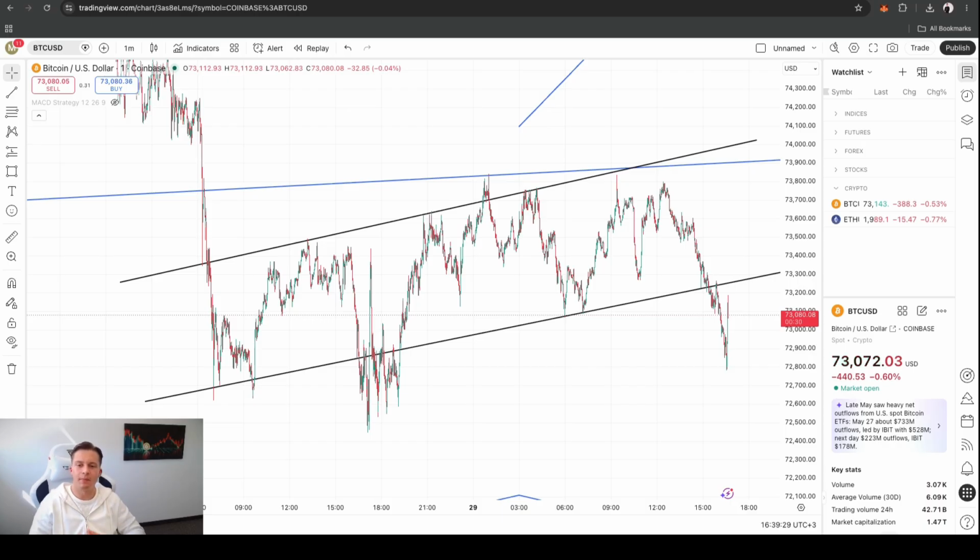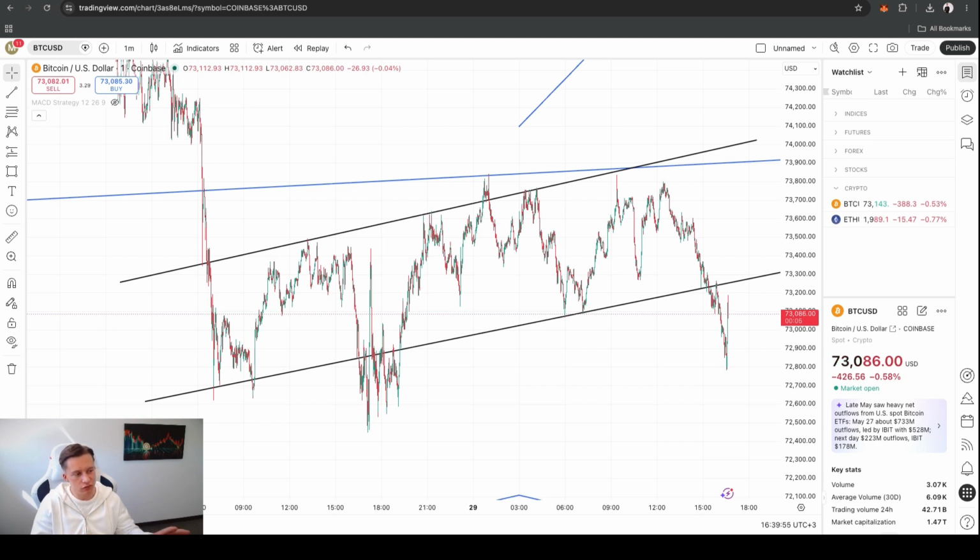Now, the biggest mistake people make is drawing these lines everywhere. If every level matters, none of them actually matter. So you only want to focus on levels where price reacted strongly. A strong rejection, a strong breakout, and a strong reversal. Those are levels institutions and traders actually care about. Another mistake is forcing levels onto the chart when they might not even be there.